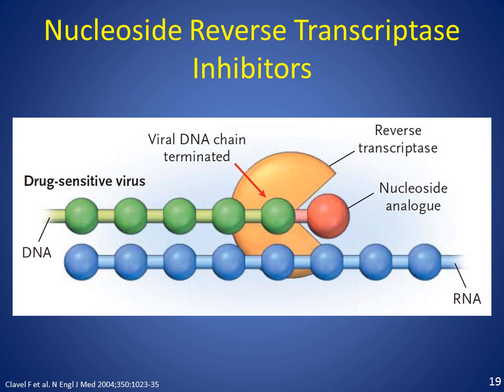However, because it has a slightly different shape, when it then tries to add additional DNA pieces after the reverse transcriptase inhibitor has already been added, it's not able to because of that difference in shape. Because of this, the process of turning the RNA into the DNA is halted because the reverse transcriptase can no longer add DNA pieces, because the nucleoside analog has been incorporated into the chain.